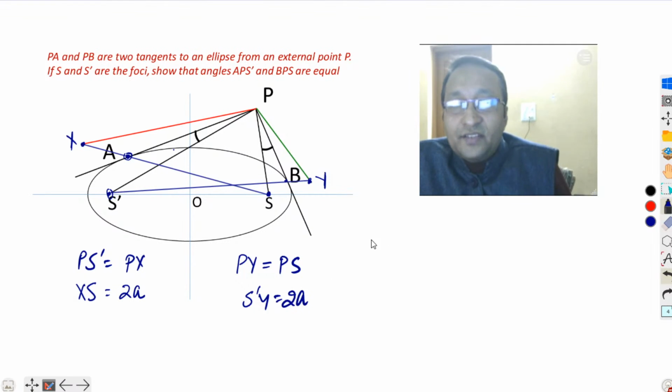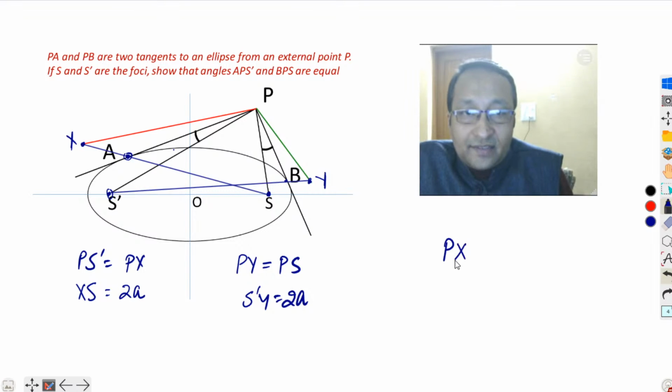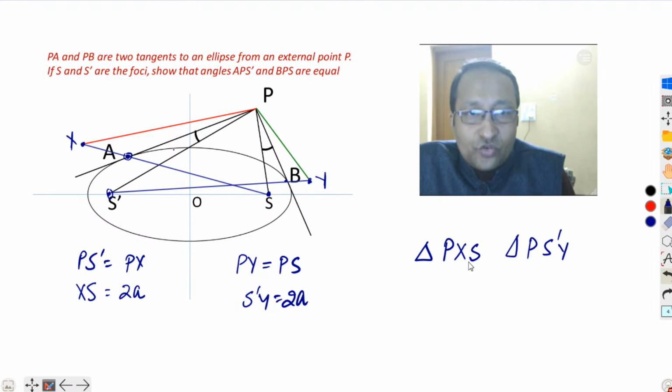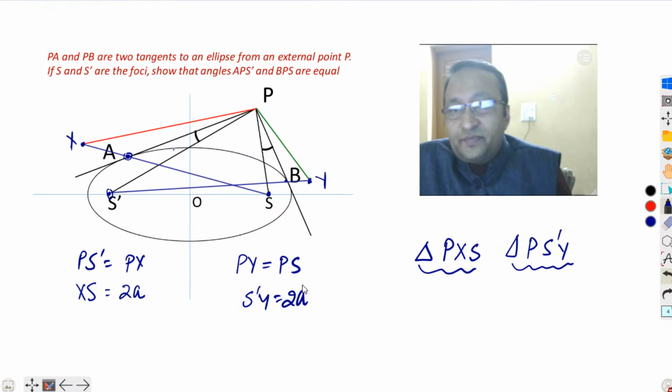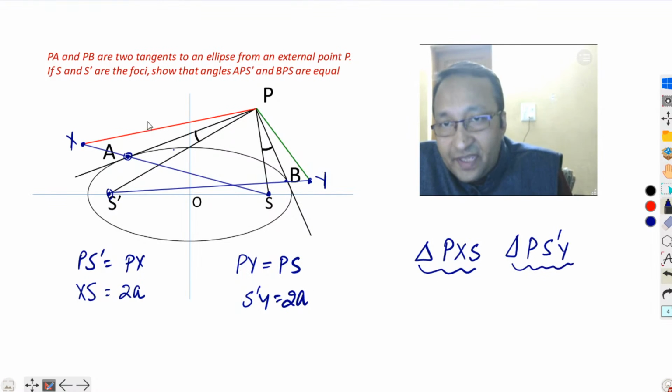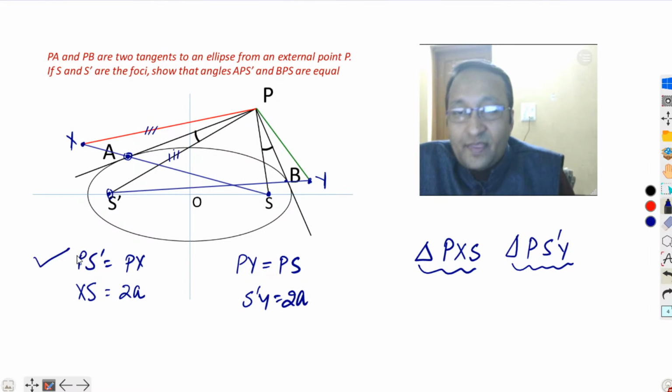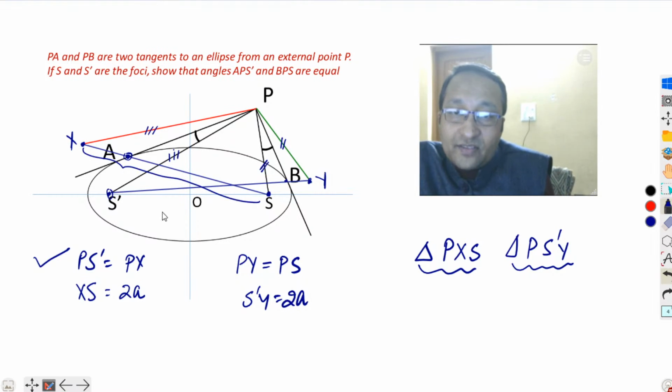Consider these two triangles PXS1 and PS'Y2. What do you realize? The length PX is equal to PS' first. The length PY is equal to length PS second. And these two lengths are basically equal to 2A.